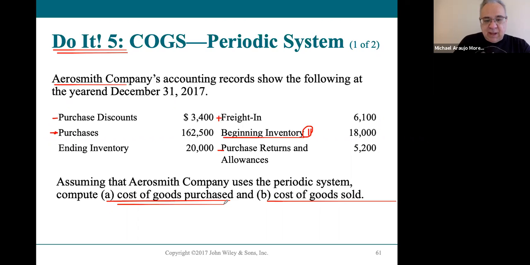Right. That's the total available for sale, rather. You subtract out your ending inventory, and the difference is your cost of goods sold.